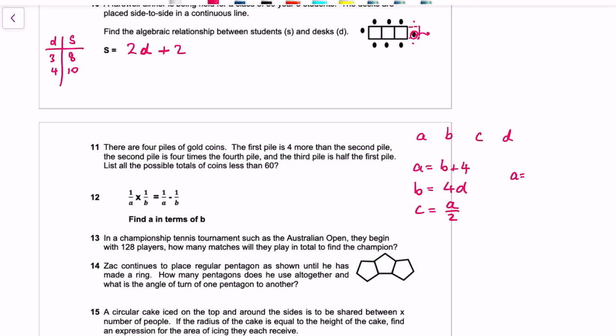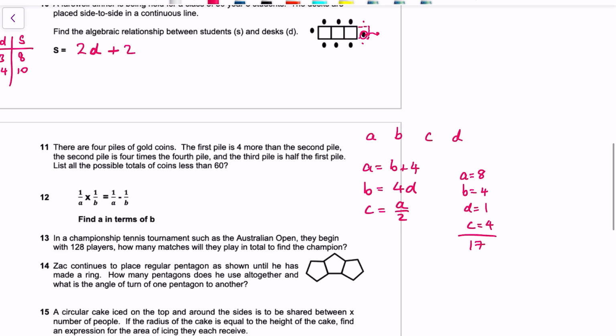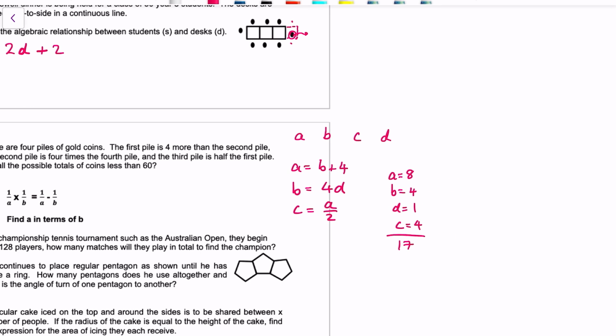A is equal to 8 would mean that B is equal to 4, and that's going to work. That's going to give D is equal to 1, and it's going to give C is equal to 4. So that's a possible total, 12, 13, that gives 17. Okay, and then we go A is equal to 10, the next even number. That's going to work for C. It's going to make B is equal to 6, but that doesn't work in that B is going to go up in 4s.